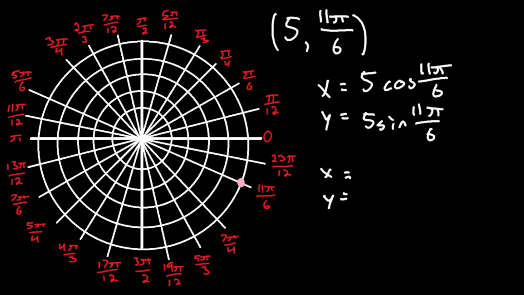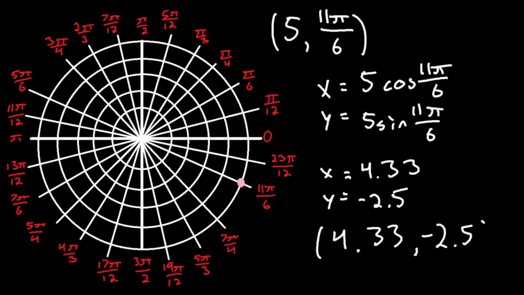Wait, let me evaluate it. Hold on, guys. Stop rushing me. Okay, so you have 4.33, negative 2.5. And our pair is 4.33 and negative 2.5. Looks about right. This guy right here is maybe 4.3. Well, it is approximately 4.33 in the positive x direction and 2.5 in the negative y direction, right? So this makes sense.